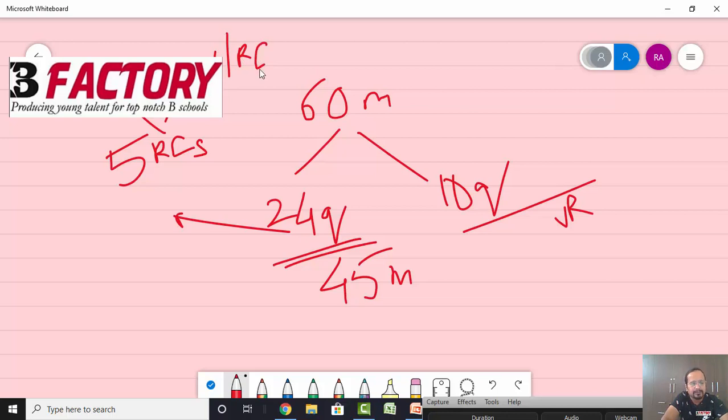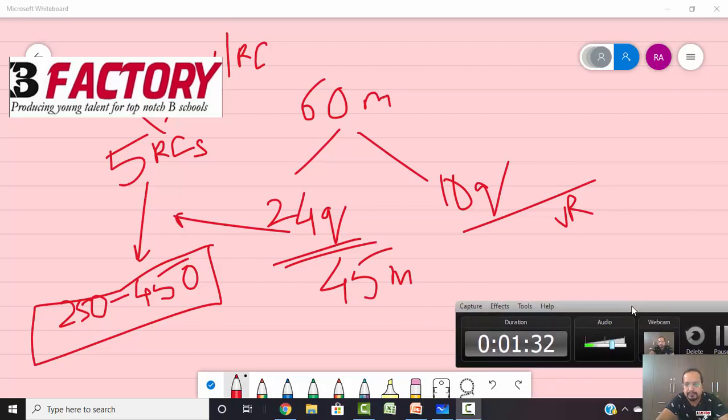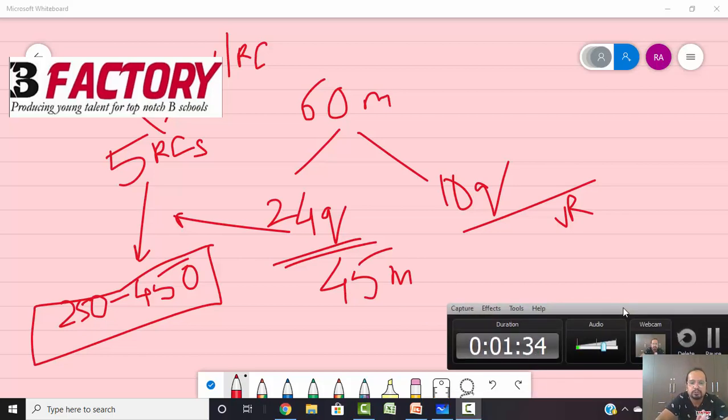And if you see the length of a typical CAT RC, it's typically between 250 words to 450 words. Typical length you can expect is approximately 350 words for a reading comprehension, right? So on an average, 24 questions, 5 RCs, which means approximately 5 questions per RC, and 45 minutes for 5 RCs, which means approximately 9 minutes for one reading comprehension with a typical length of approximately 350 words. So what this implies is that you have approximately 9 minutes per reading comprehension, right?